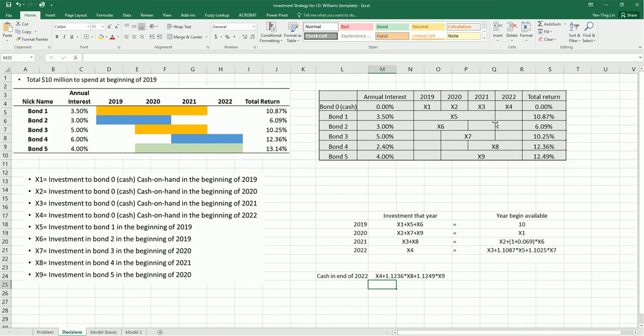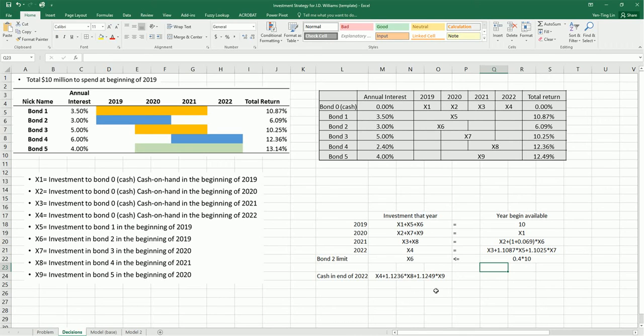However, don't forget, the case also says that there's a limit on bond 2. The case says that you cannot invest more than 40% of the 10 million on bond 2. So how do we translate that into a constraint? Okay, so the amount we invest in bond 2 is x6. So essentially it says that the amount you spend on bond 2, which is x6, needs to be less than or equal to 40%, which is 0.4, of the total available funds, which is 10 million.